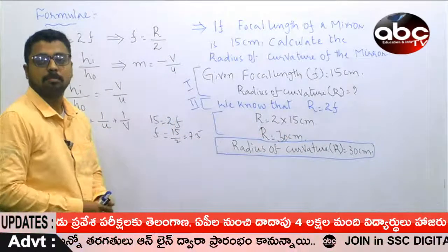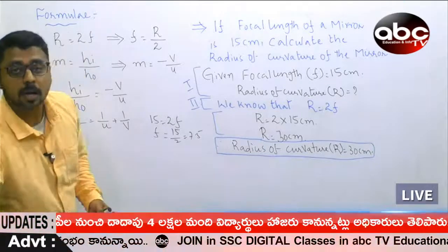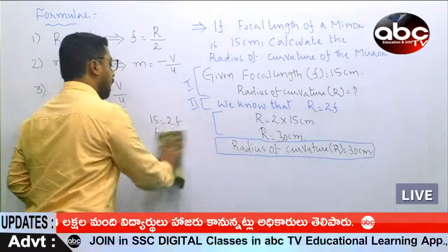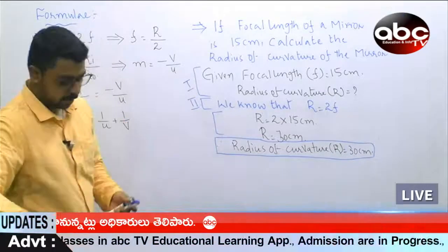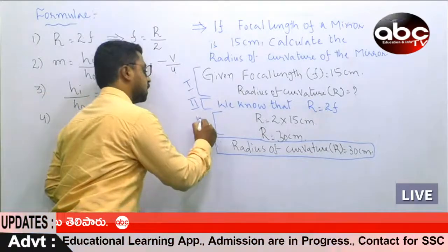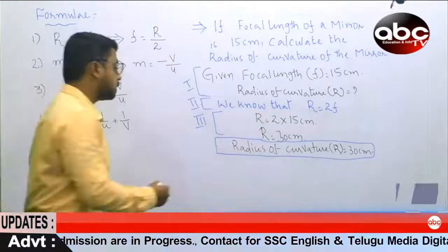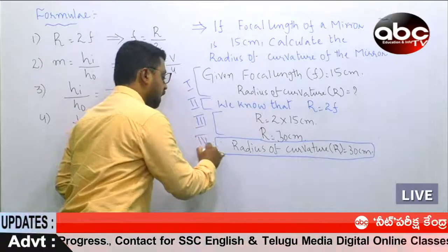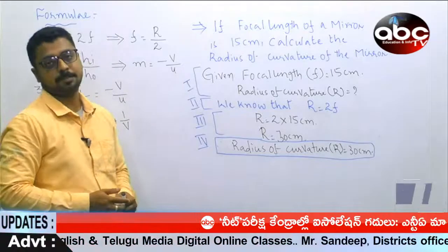Such a type of wrong shouldn't be committed. That's why we are going to give the third step, this correct substitution. And while coming to your last step, a correct possible answer. Correct possible answer is the fourth step.